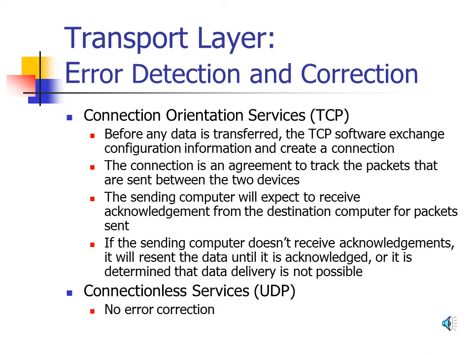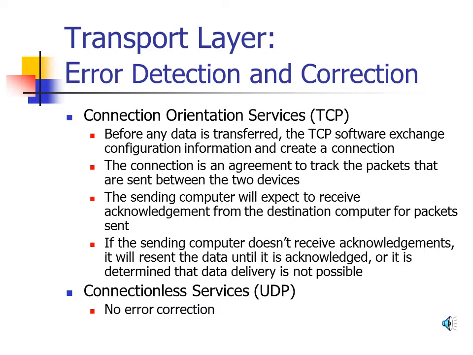In a connection-oriented service like TCP, before any data is transferred, the TCP software in both machines exchange configuration information and create what's called a connection. Now, a connection is an agreement between the two machines to track all the packets that are sent between the two devices. The sending computer will expect to receive acknowledgement from the destination computer for all the packets that are sent. Now, if the sending computer doesn't receive an acknowledgement, it will resend the data until it is acknowledged or until it can determine that data delivery is not possible. And if data delivery is not possible, then this is where you would see a message like host not found, host not available.